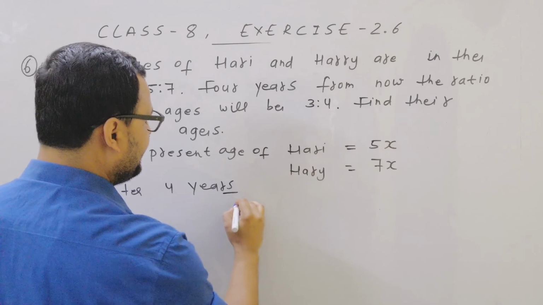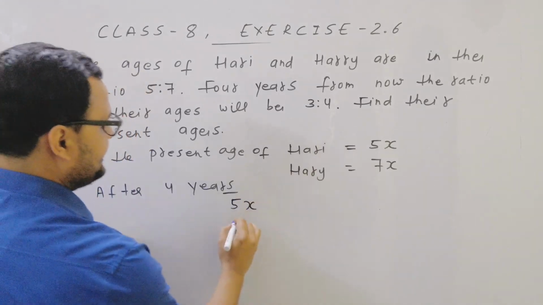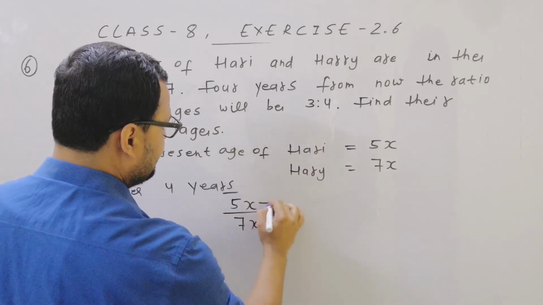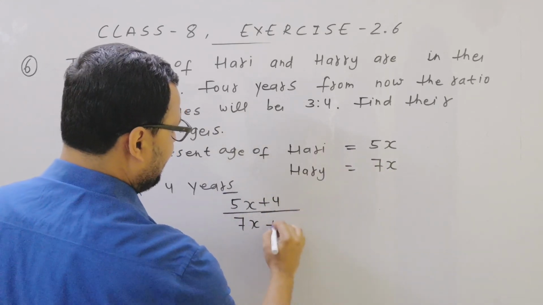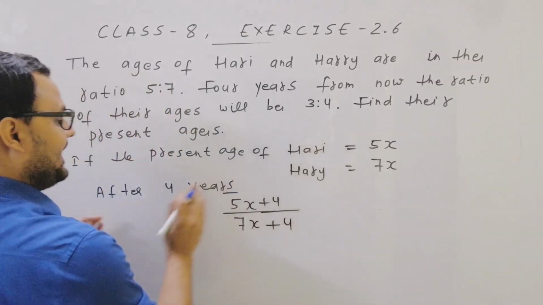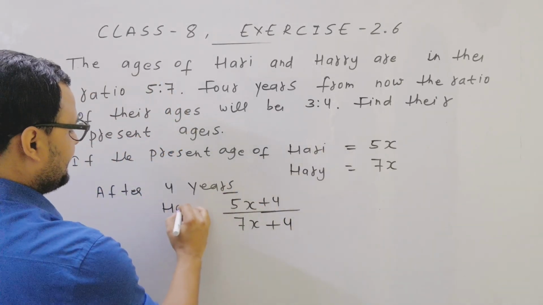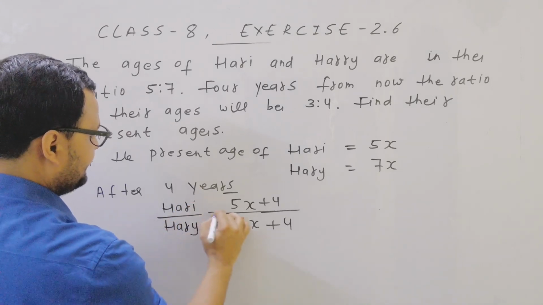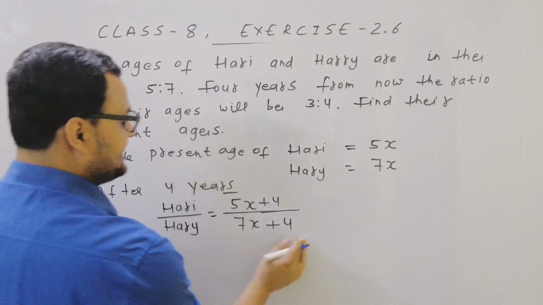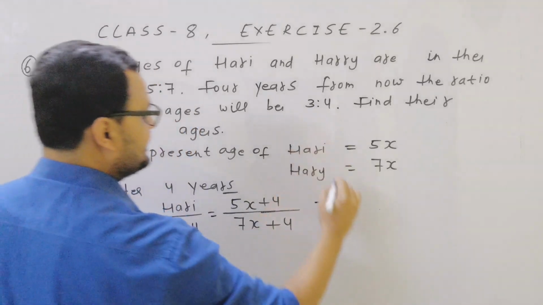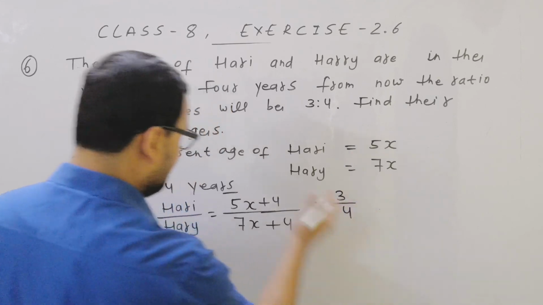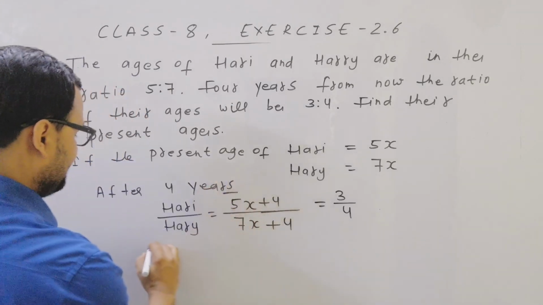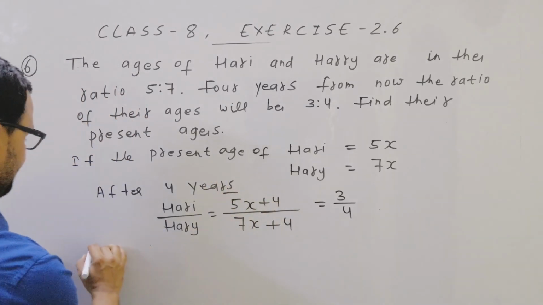So Hari's age will be 5x, and ratio means what? Simply divide, and the other's age will be 7x. So it is going to be 5x plus 4 and 7x plus 4. And I can write one more thing if you doubt: 5x plus 4 over 7x plus 4, and the ratio of their ages will be 3/4. Now we have to simplify.